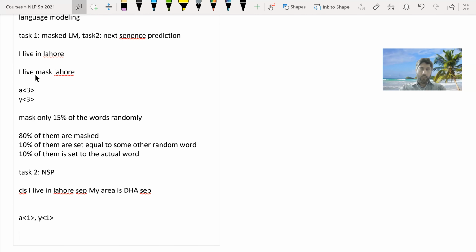So again, you are now training this on a classification task. Of course, the previous one was also a classification, but in the previous case, the classification was over the entire vocabulary. Now the classification is just two values. So in the original BERT, both of these task losses are combined for the training. Okay?